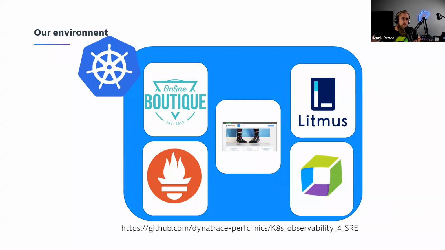So I intentionally picked Litmus because they are part of CNCF. They are using Kubernetes heavily for that, but you can also use Gremlin and other solutions out there. Every solution is pretty good, pretty awesome. So in my case, I'm using Litmus Chaos.